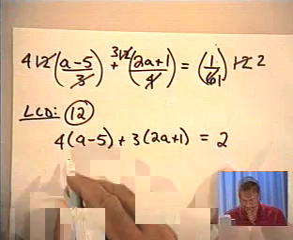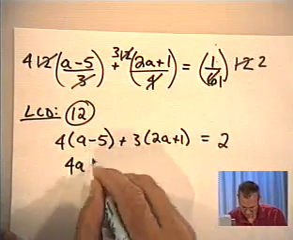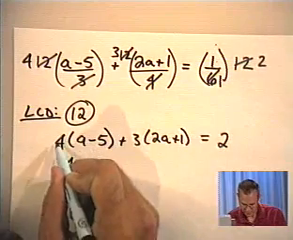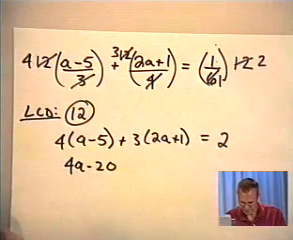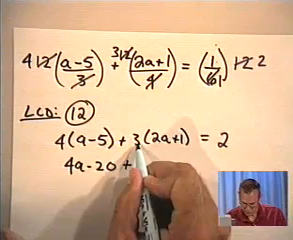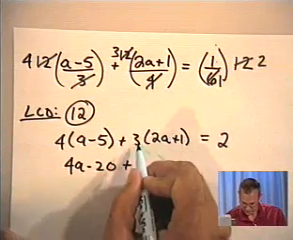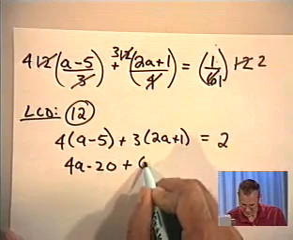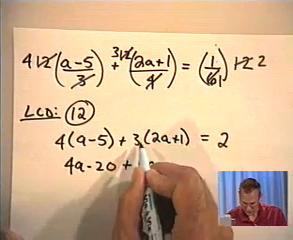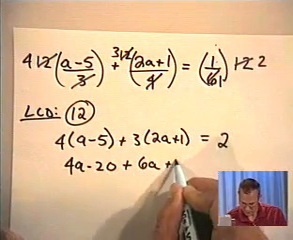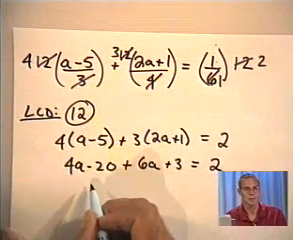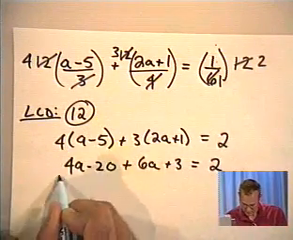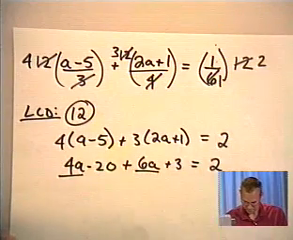Distribute the 4 through this parenthesis. 4a, 4 times minus 5 is negative 20. Distribute the 3 through this parenthesis. 3 times 2a is 6a. 3 times 1 is 3. And after each step, the problem becomes simpler and simpler. Let's combine our like terms.